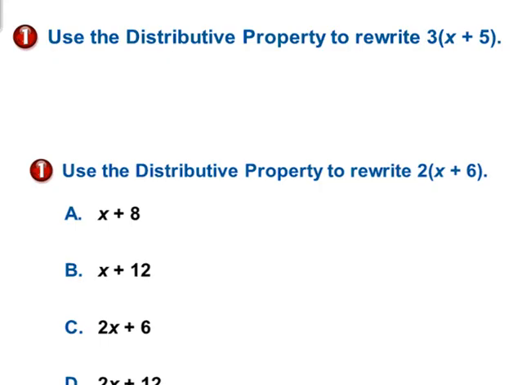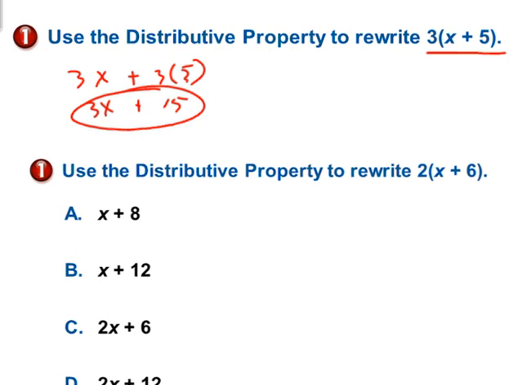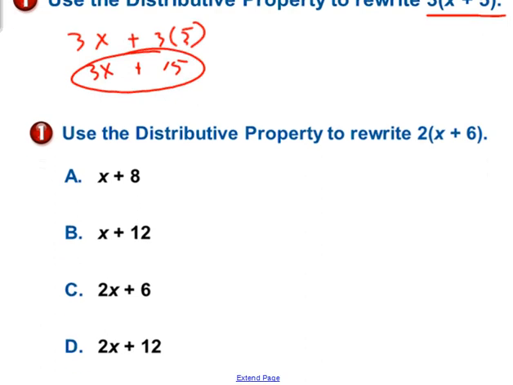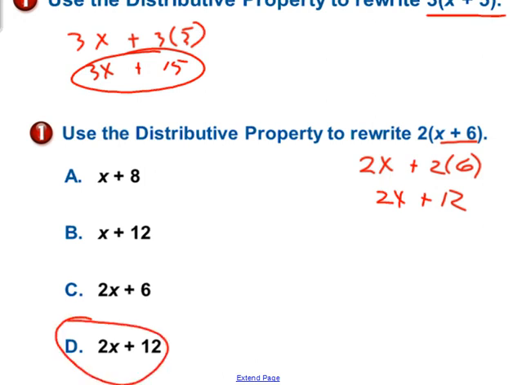Use the distributive property to rewrite the expression 3 times the quantity x plus 5. Well, we know from the distributive property that that becomes 3 times x plus 3 times 5. So 3 times x can't be simplified, but 3 times 5 can become 15. So 3x plus 15 is using the distributive property to simplify that initial statement. The next one, use the distributive property to rewrite 2 times the quantity x plus 6. So it becomes 2 times x plus 2 times 6. So 2 times x plus 12 is our answer, and that looks like letter D down here.